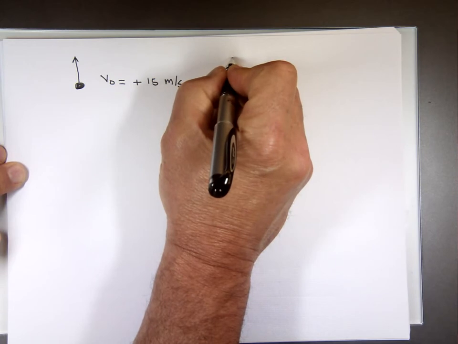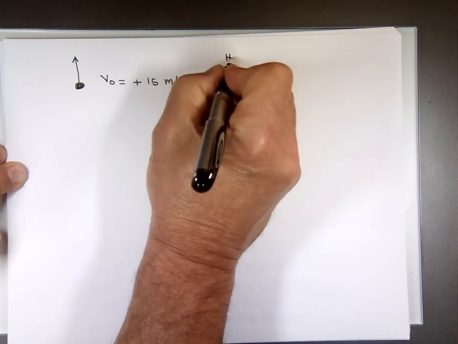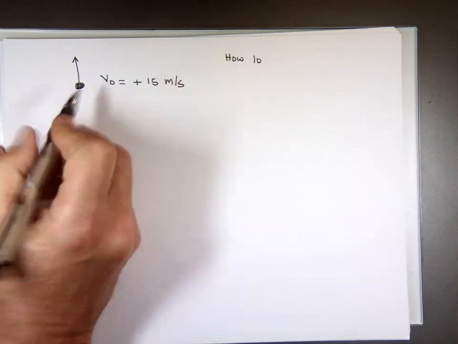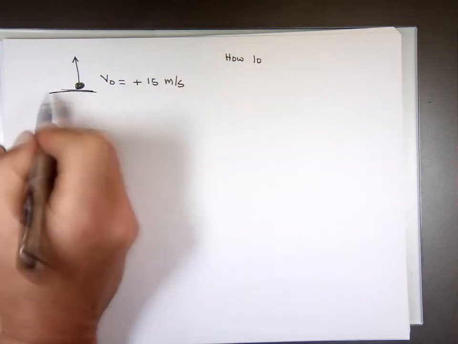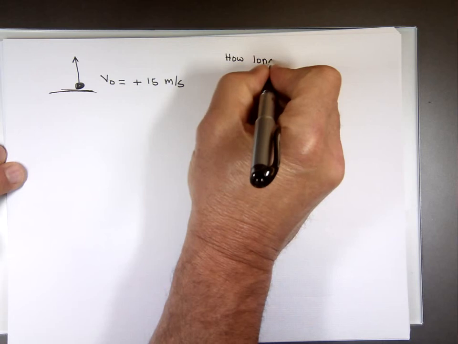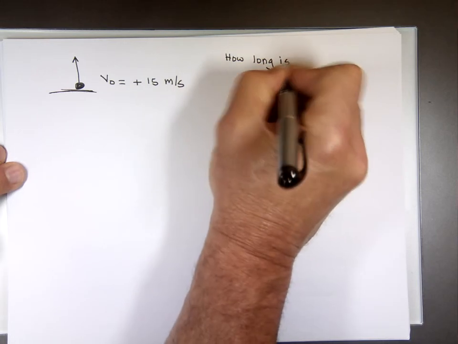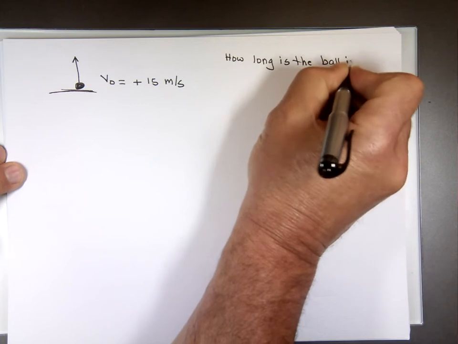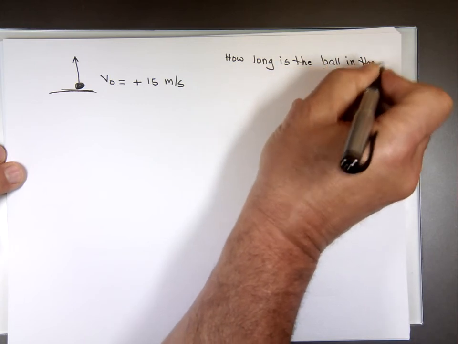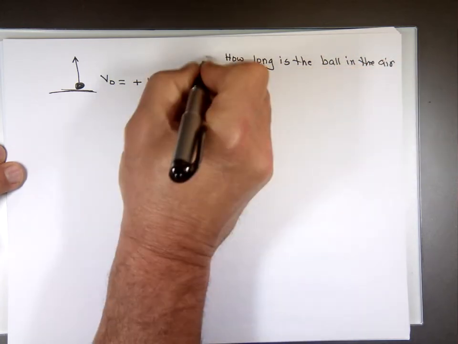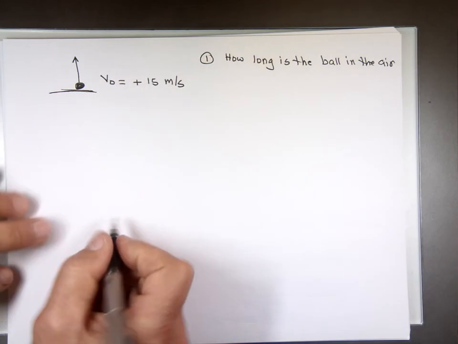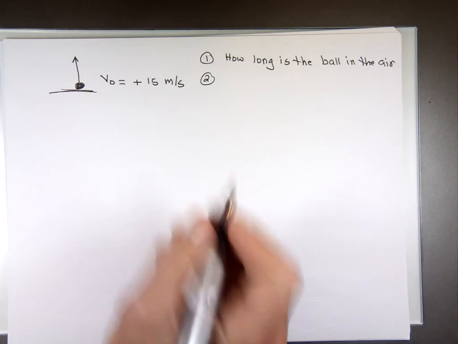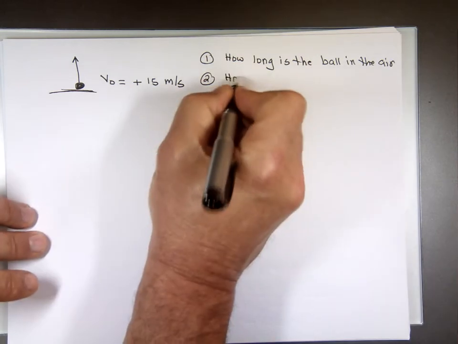The question is, how long? Let's say we're assuming we're on Earth here. How long is the ball in the air? That's question number one. Question number two: how high does it go?